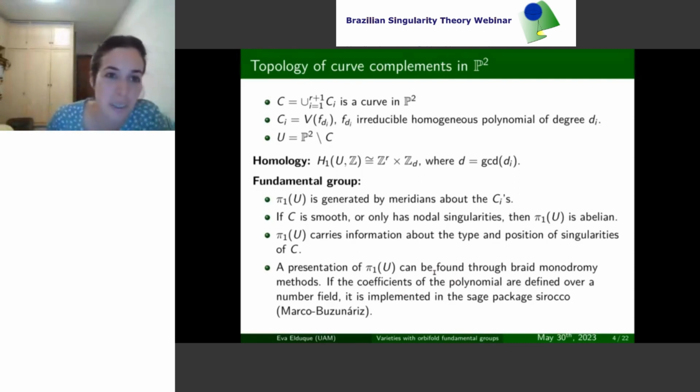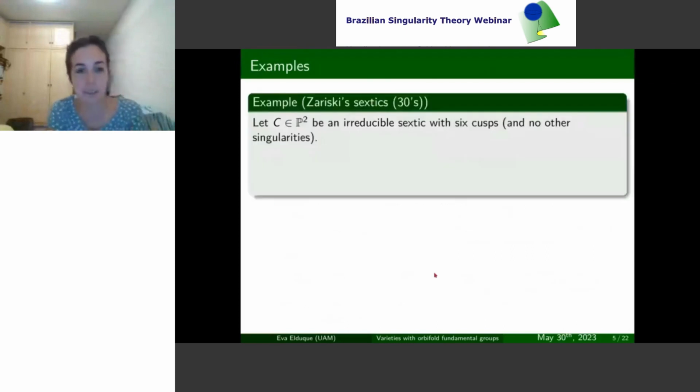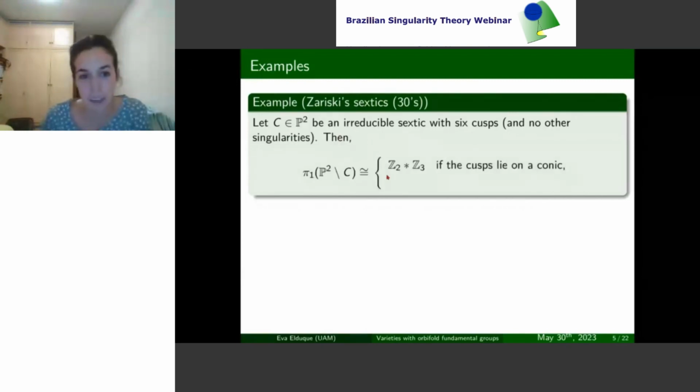Okay, so here are some examples of fundamental groups that are interesting. The first example is that of Zariski's sextic. This is an example from the 30s. If you have an irreducible sextic whose only singularities are 6 cusps, then you have two options for the fundamental group of the complement. It's either a free product of two cyclic groups, C mod 2 and C mod 3, if the cusps all lie on a conic, and if the cusps are in general position, then it's abelian.